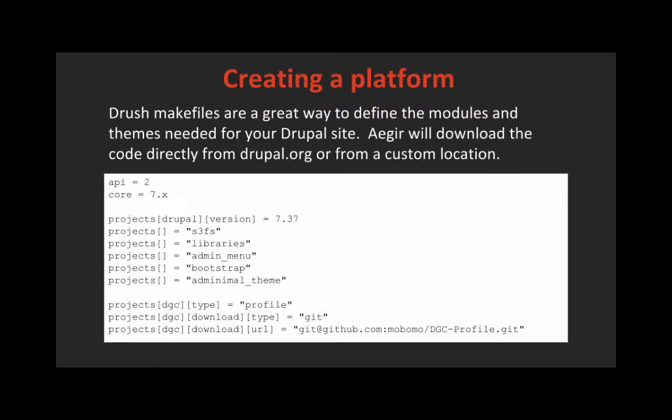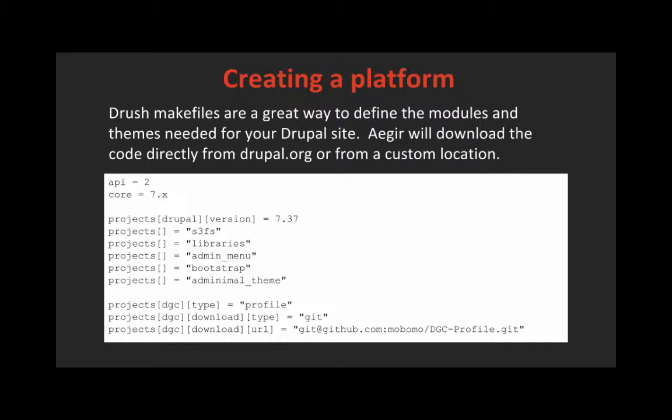All right. So I'm going to do a quick little slide on each one of those steps I just mentioned. So, creating a platform. Again, I mentioned Drush makefiles. Here's an example of one that you're going to see me use in the video. It's pretty straightforward. There's good guides out there for creating these Drush makefiles, specifying the core version. I've got a few modules listed: S3FS, libraries, admin menu, a couple of themes listed: Bootstrap, Adminimal theme. And then you can see I've created a custom installation profile that I've got hosted on GitHub.